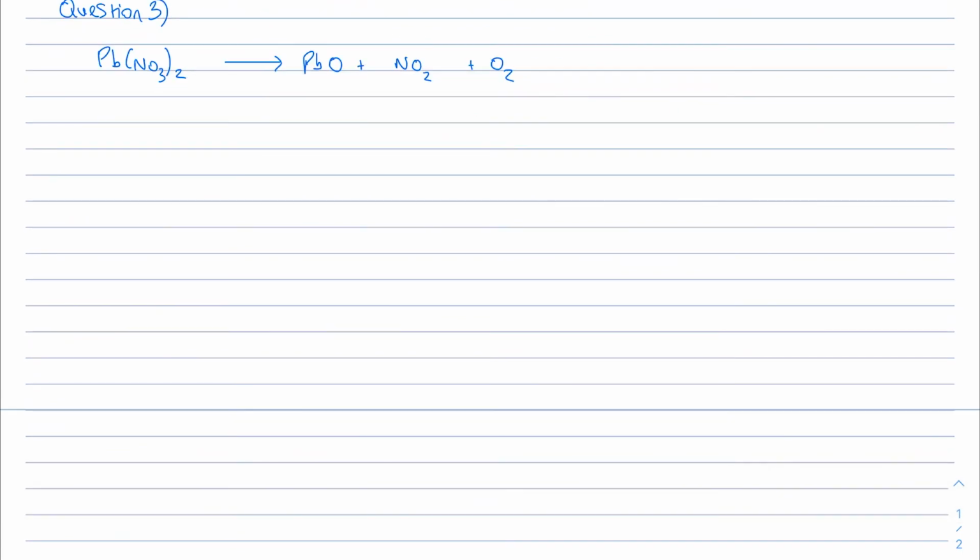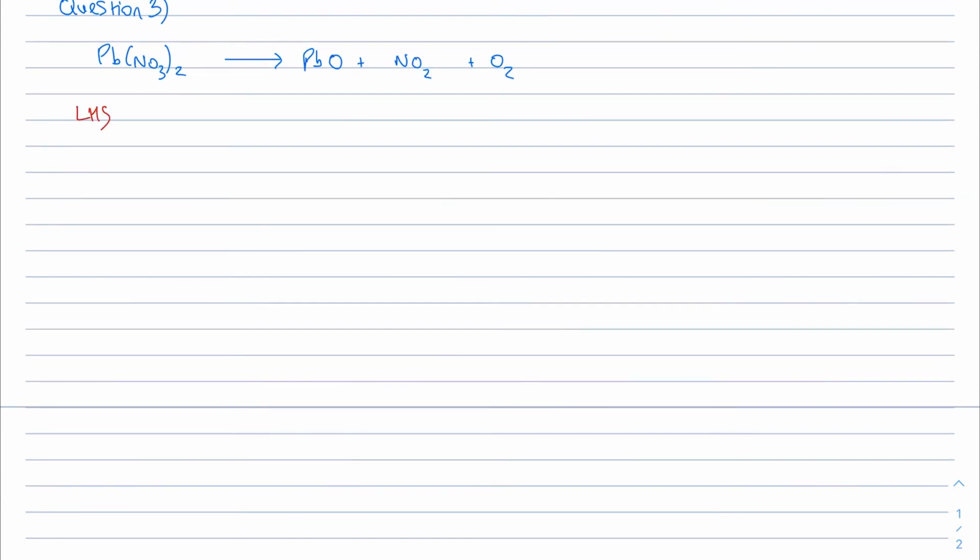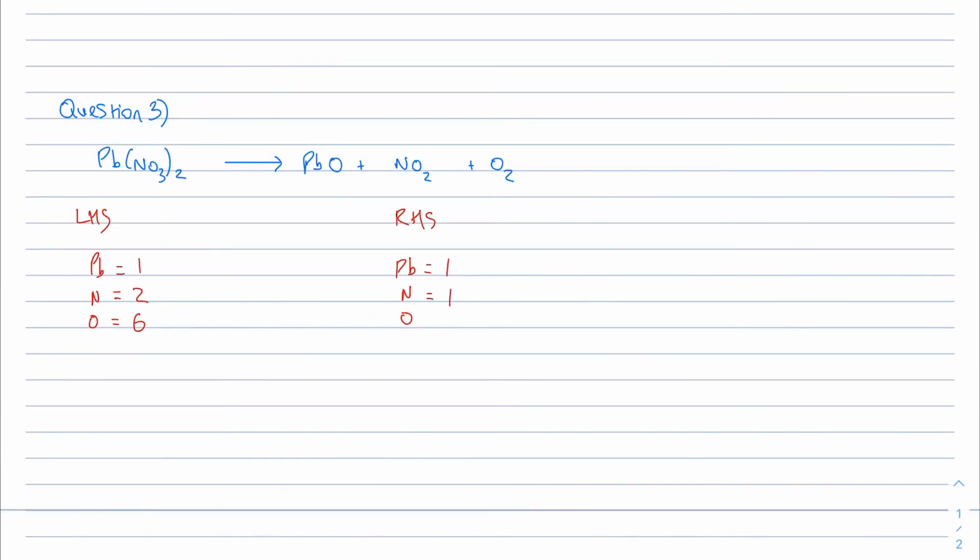Now let's move on to the last question. Now I'd like you to pause the video and try to attempt this on your own. Basically balance this equation in front of you. So let's start. On the left hand side, the elements we have is Pb, N, and oxygen. We have 1 Pb, and since this NO3 is in brackets, we have to multiply it by this 2, little 2. So we have 2 nitrogens and 6 oxygens. On the right hand side, we also have 1 Pb, we have 1 nitrogen, and we have 5 oxygens.